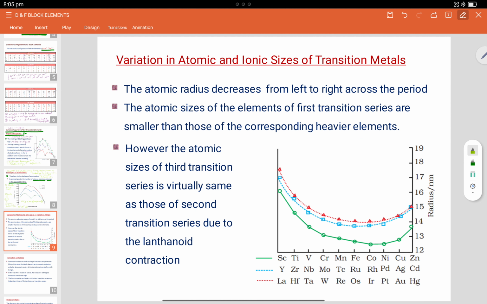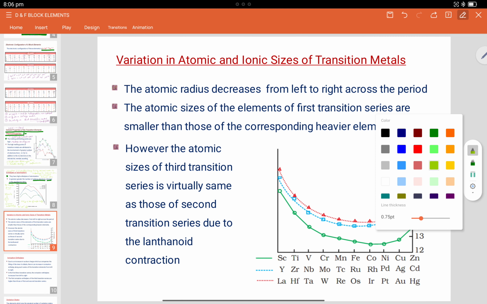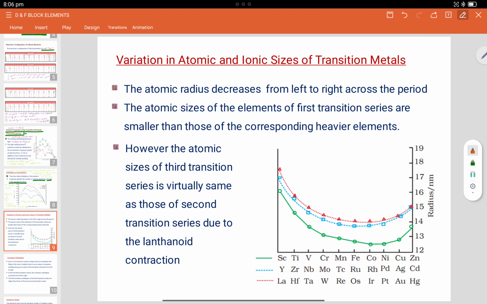Now, variation in atomic and ionic size of transition metals. This is the very important point here. We have to focus on it. First point: the atomic radius decreases from left to right across the period. If you are moving left to right in the period, then atomic radius decreases.